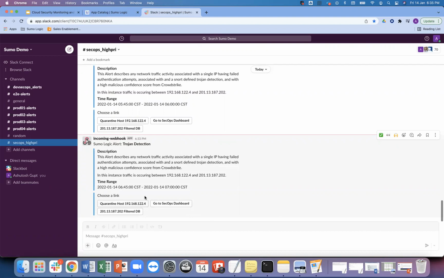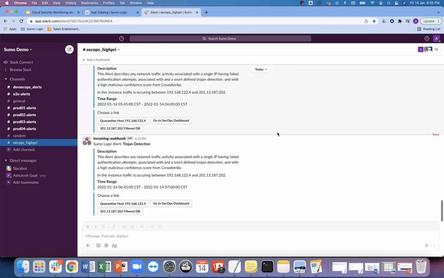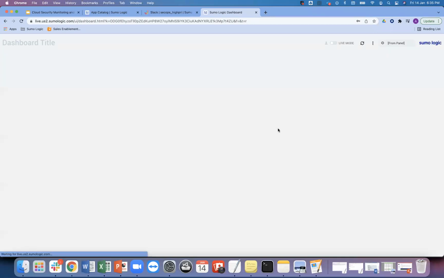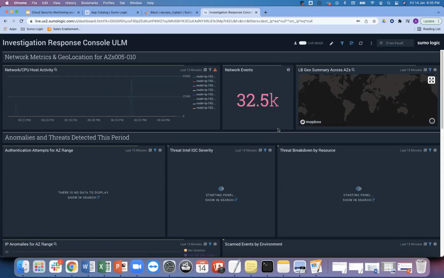The person who is getting this particular event can simply go and quarantine the host which is getting affected, right? I'll not do that. I'll go to the dashboard and try to see what is happening in the environment. Now, once the person clicks on that, from the alert itself, he can be taken to an investigation response console.